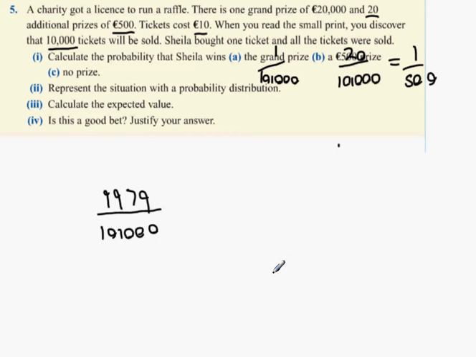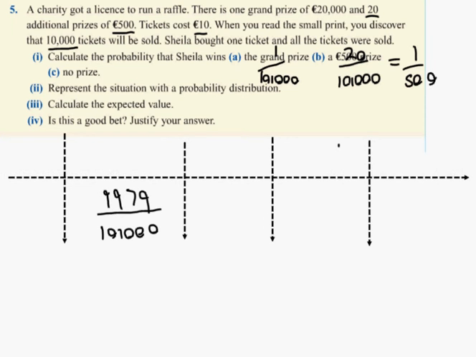Okay. Now represent the situation with a probability distribution. So here's what they want us to do. Remember that table we had in the last one? It's very similar to the dice table you saw a minute ago. So what we're going to do is this is your result, and this is the probability of that result happening. A result of you winning nothing, winning 0, is likely to happen 9,979 times out of 10,000.